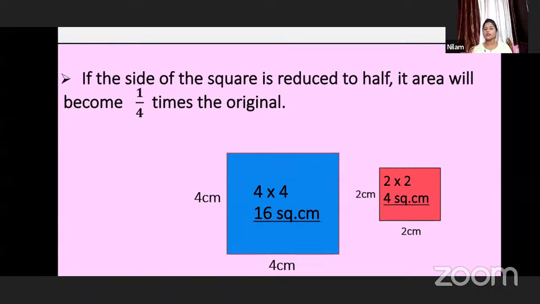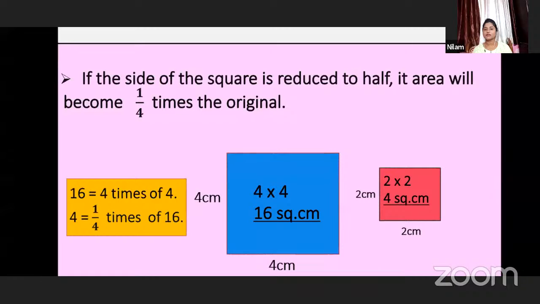If you observe the clear difference of the areas, you can see the change. The blue color area is 16 and the pink one is 4. See, 16 is 4 times of 4 and 4 is 1/4 times of 16. That means if we reduce the side of the square into half, the area will become 1/4 times the original, and the original is 4 times of it. I hope you are getting it.